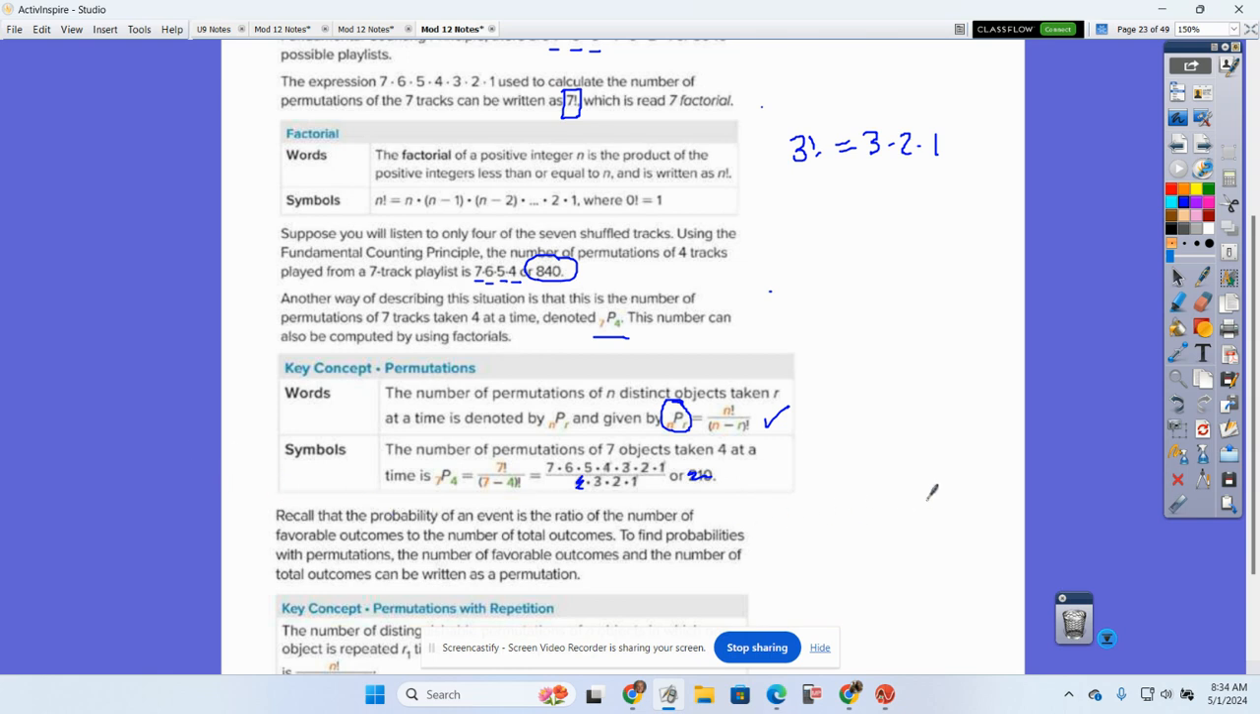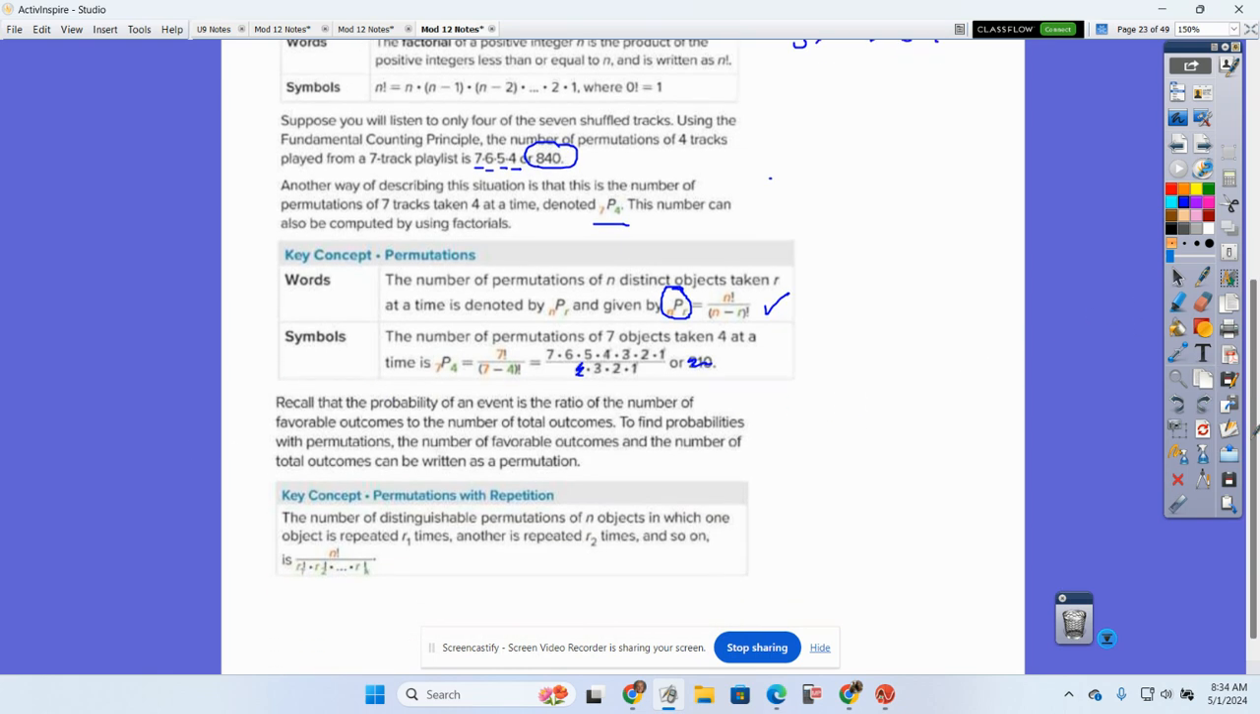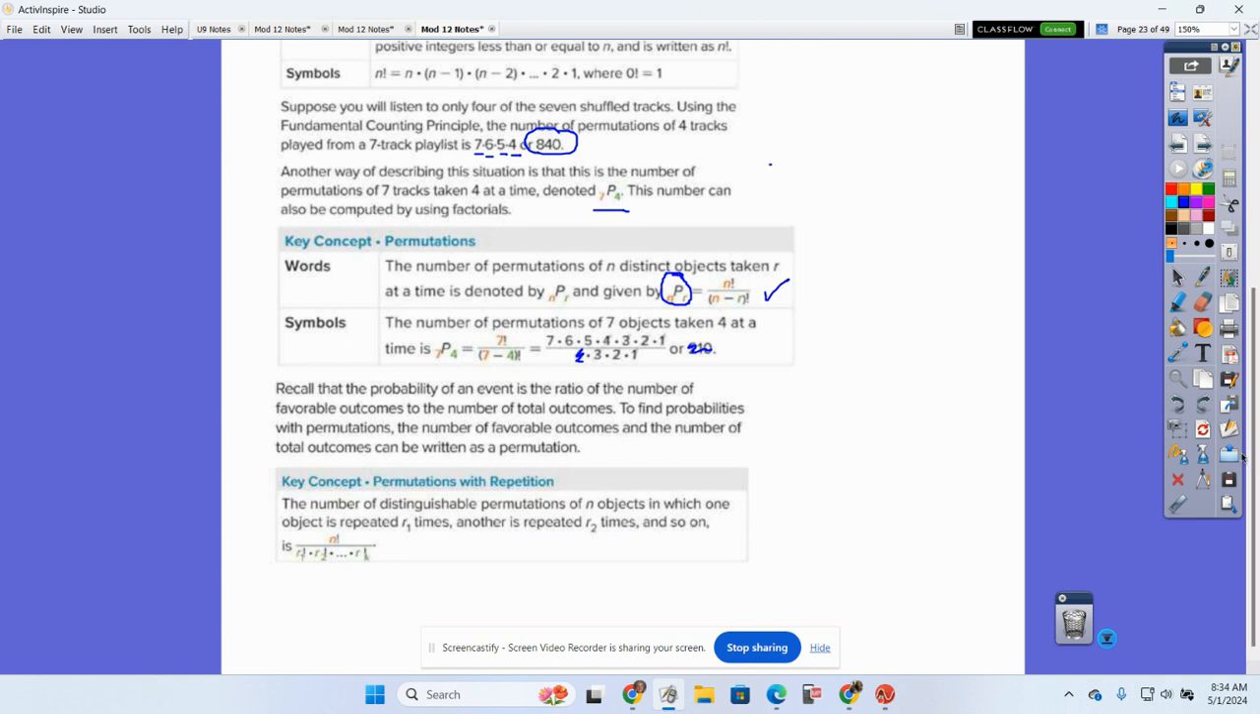Recall that the probability of an event is the ratio of the number of favorable outcomes to the number of total outcomes. To find probabilities with permutations, the number of favorable outcomes and the number of total outcomes can be written as a permutation. The number of distinguishable permutations of n objects in which one object is repeated r1 times, another is repeated r2 times, and so on, is n factorial over r1 factorial times r2 factorial, and so on. We're going to do an example of this in a little bit, so we'll use that permutations with repetition.